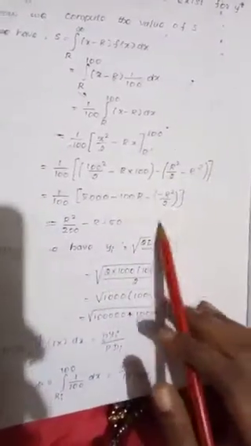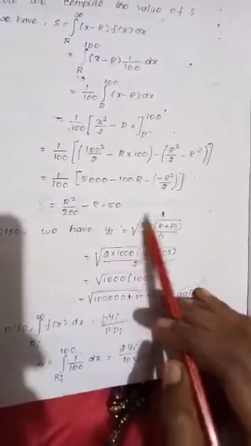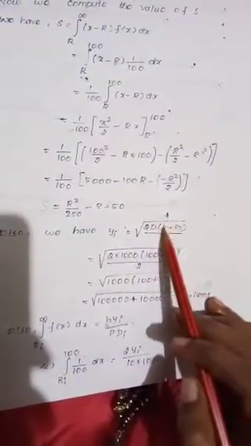This is equation number 1. Also we have yi is equal to root of 2D into K plus PS by h.